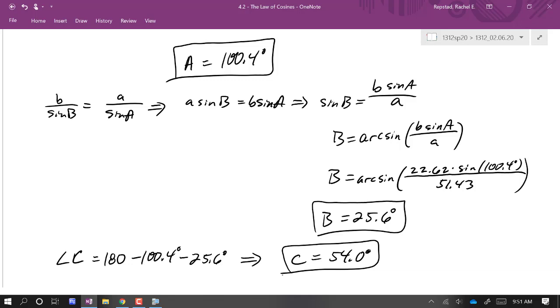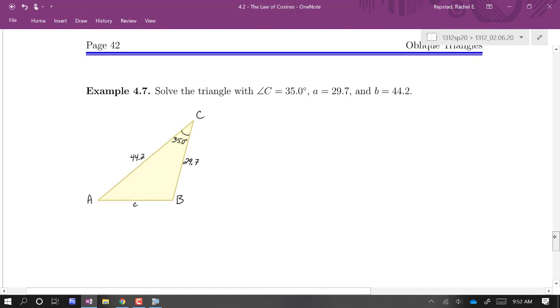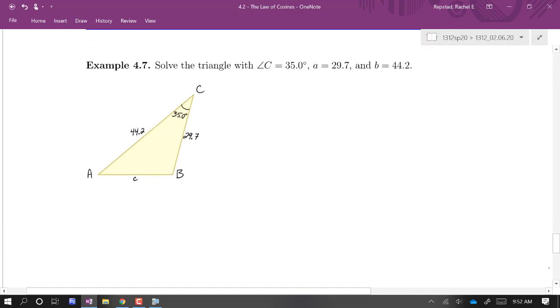Okay. Well, let's try one more. So this is another, I guess, case 3 where we have two sides and the included angle. They give us angle C and they give us sides A and B. What can we find first? Like, what's the low-hanging fruit, I guess?